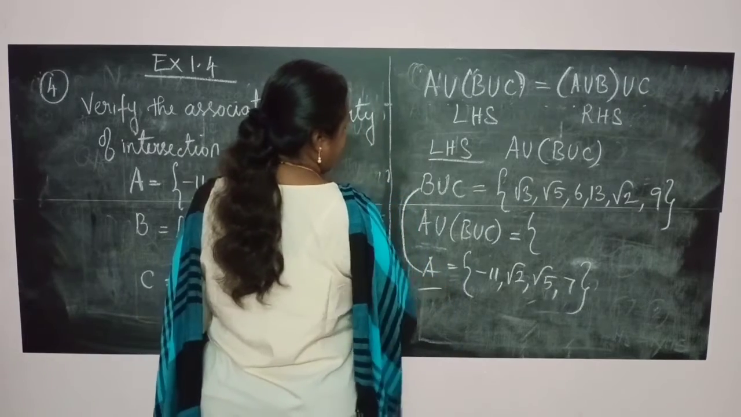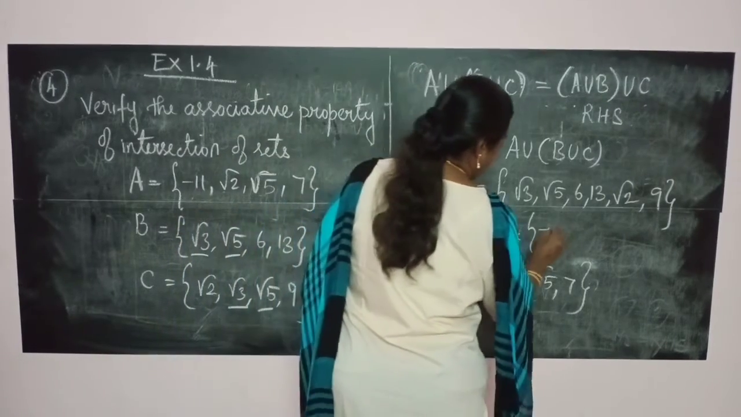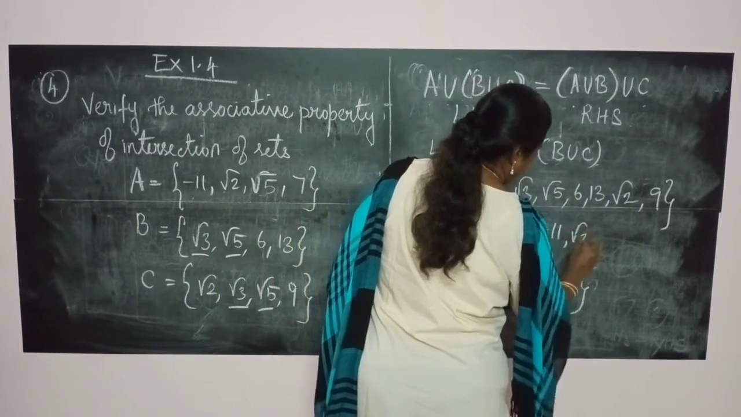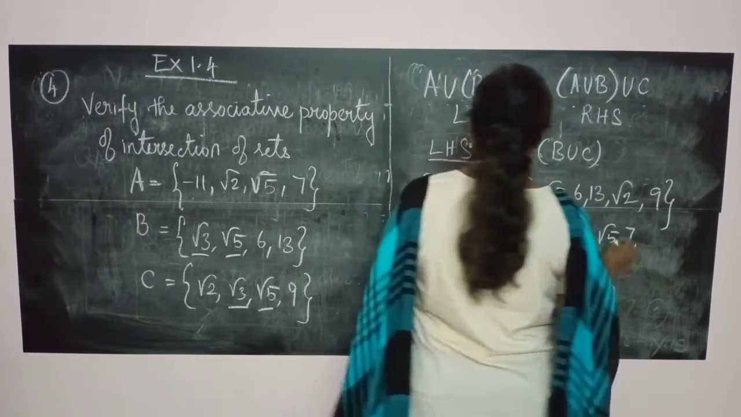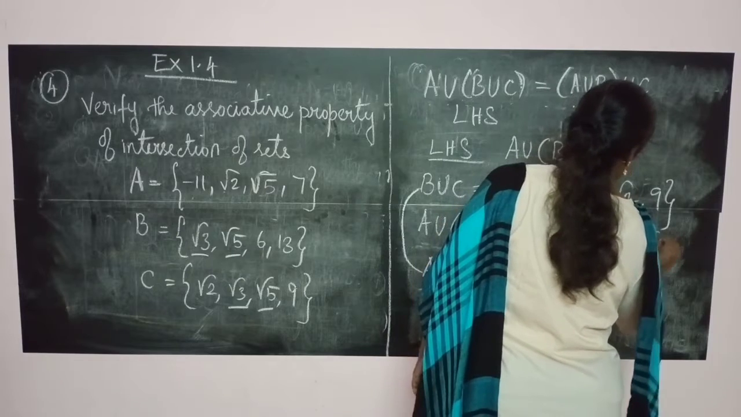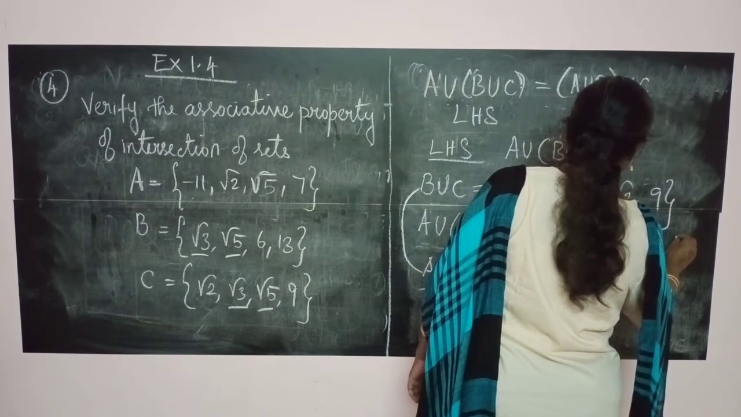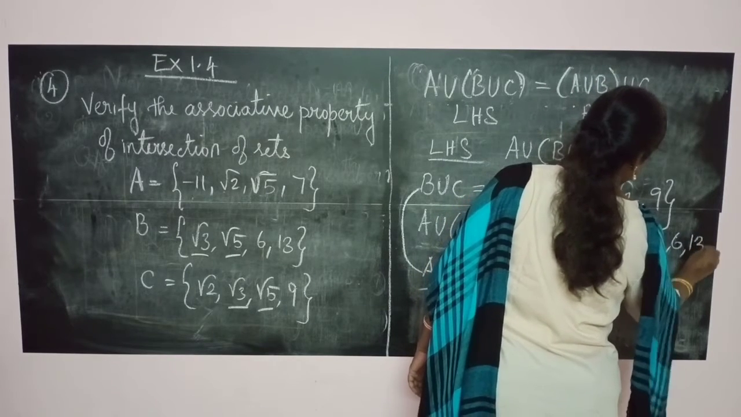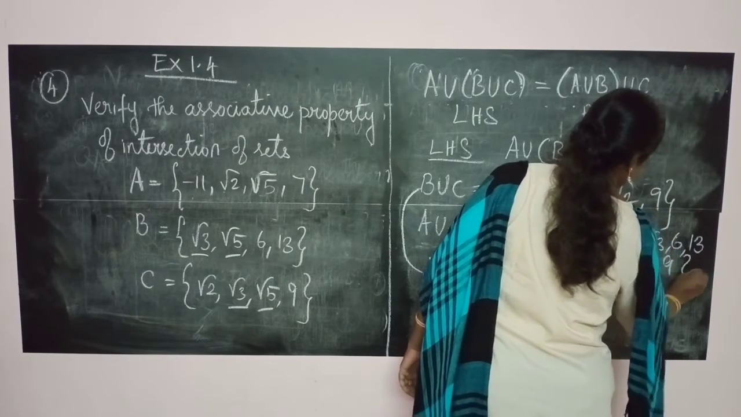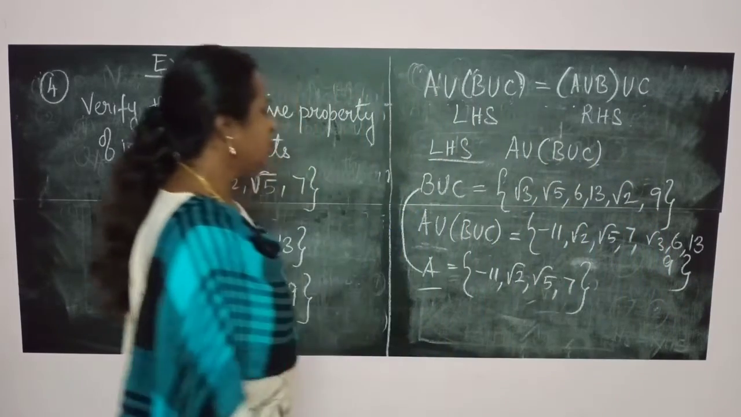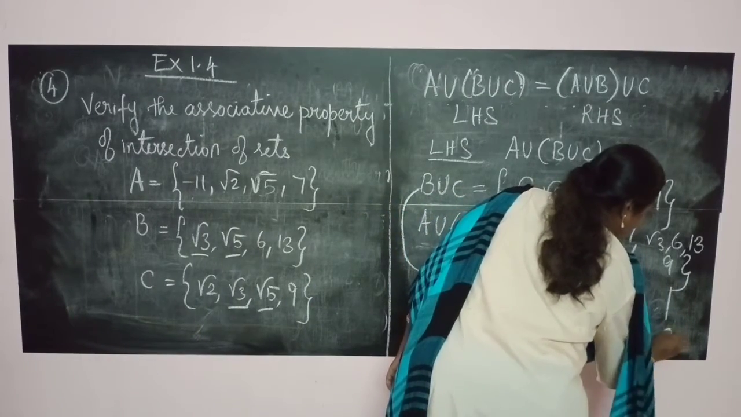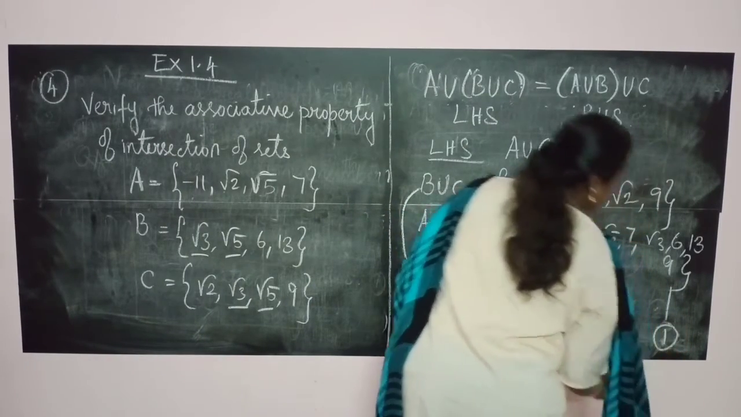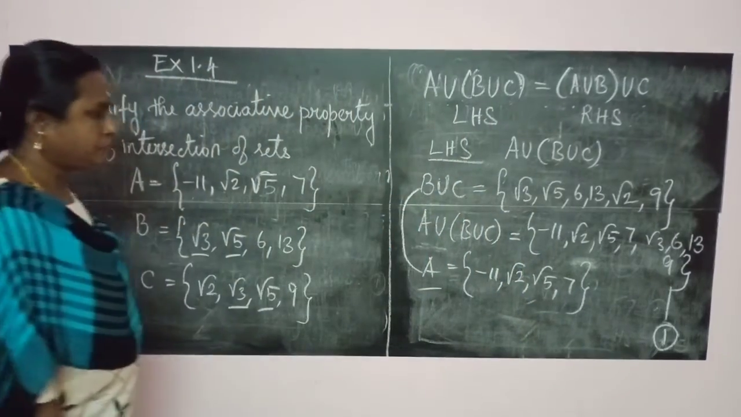So all the elements put together. First we can write all the elements in A. Minus 11, root 2, root 5, 7. Next B union C, root 3, root 5 already written. 6 is not there, so also 6, 9. So these are all the elements in A union B union C. I will write this one to be 1. Okay.